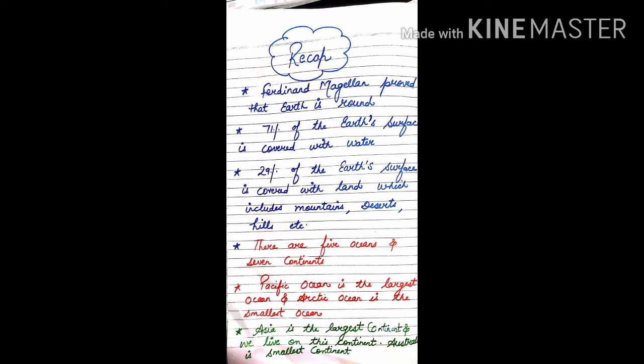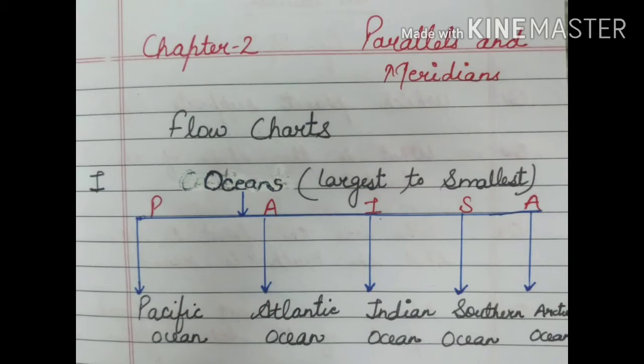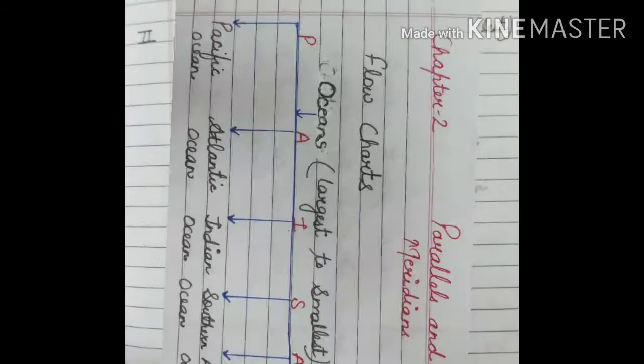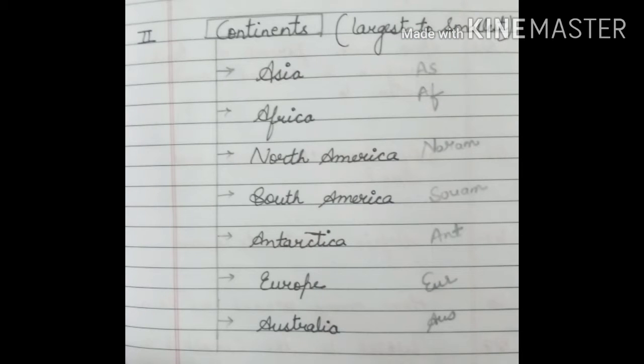Yesterday, we learned who proved that Earth is round, how much percentage of Earth is covered with water, and how much is land, about oceans, continents, which is the largest ocean, that is Pacific Ocean, and smallest is Arctic Ocean. About the continents, all this we have learned yesterday. Now let me ask you, have you learned the names of oceans and continents?